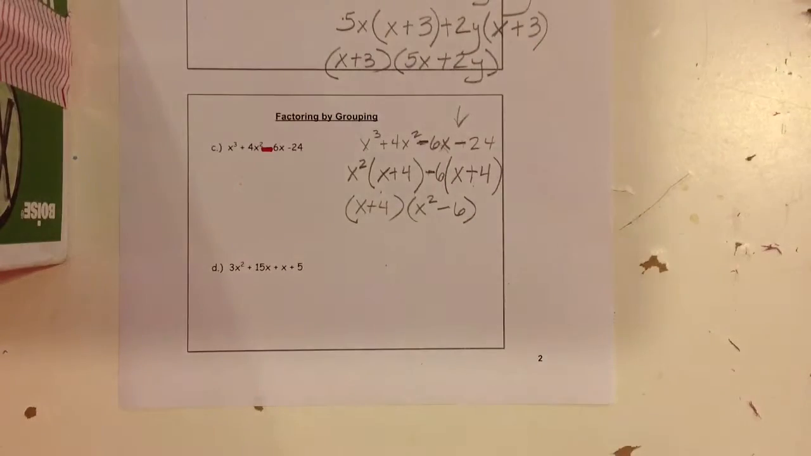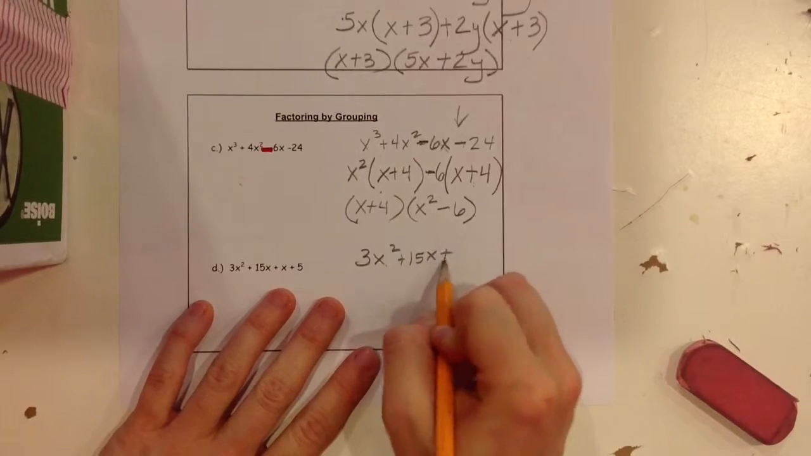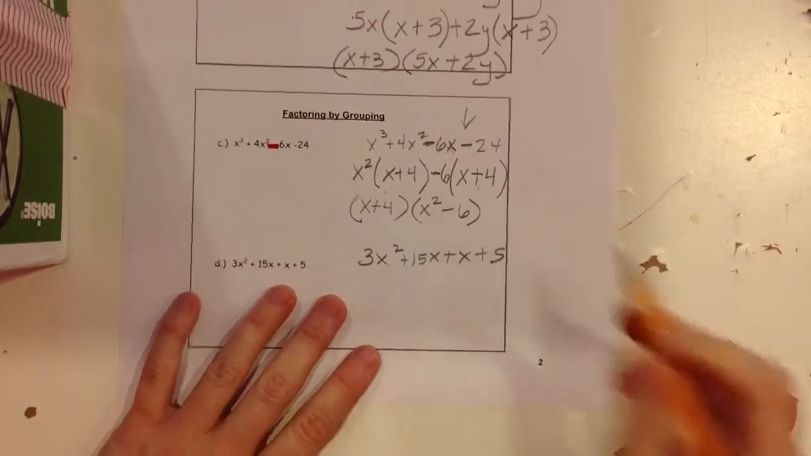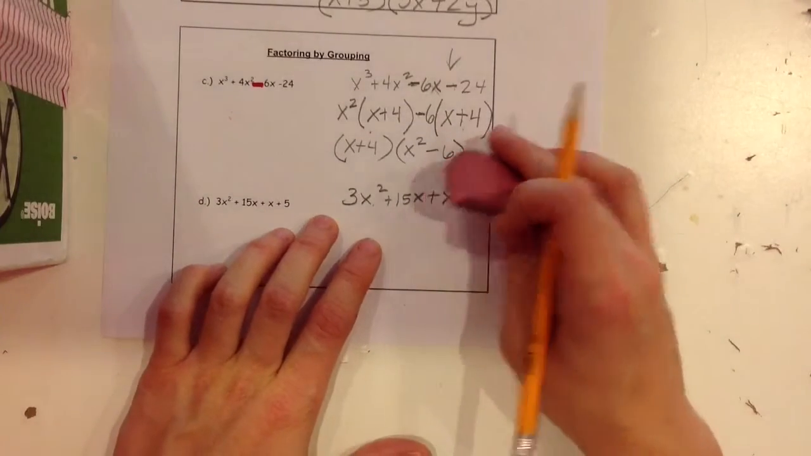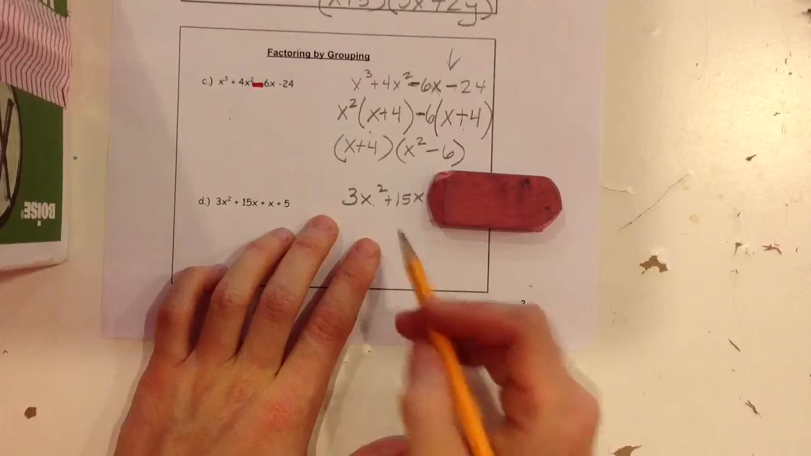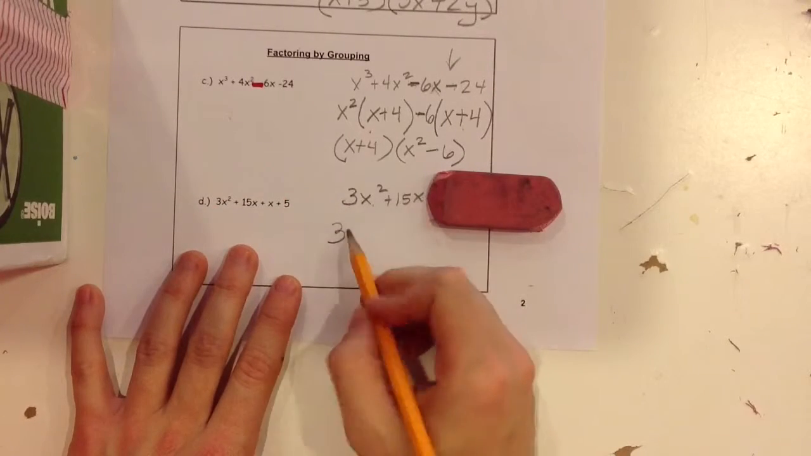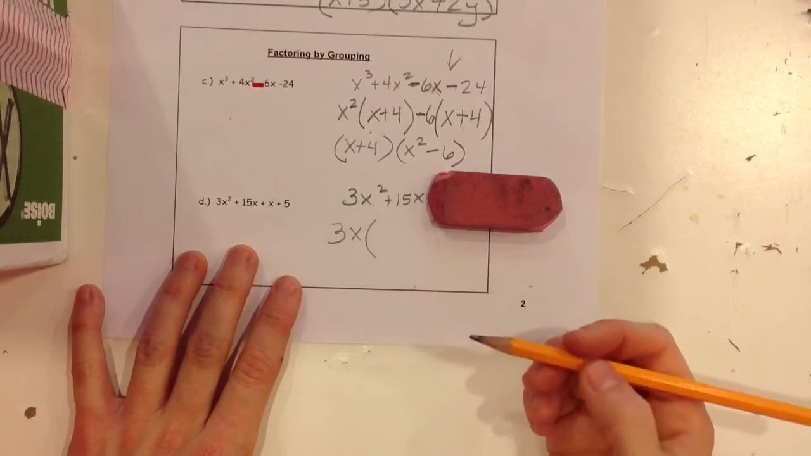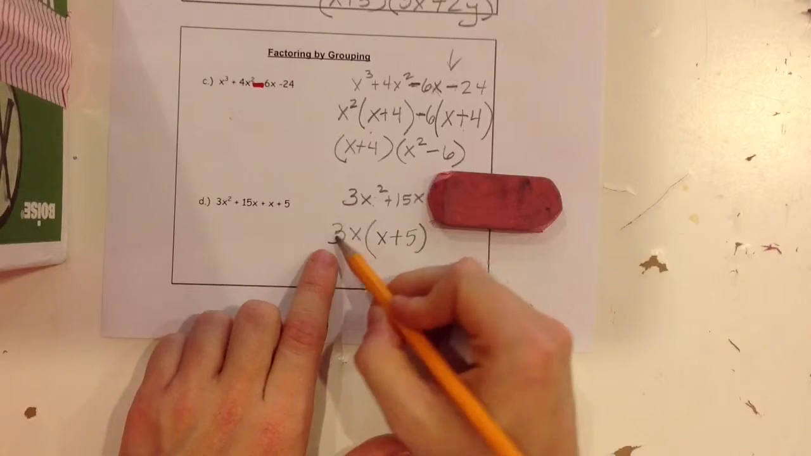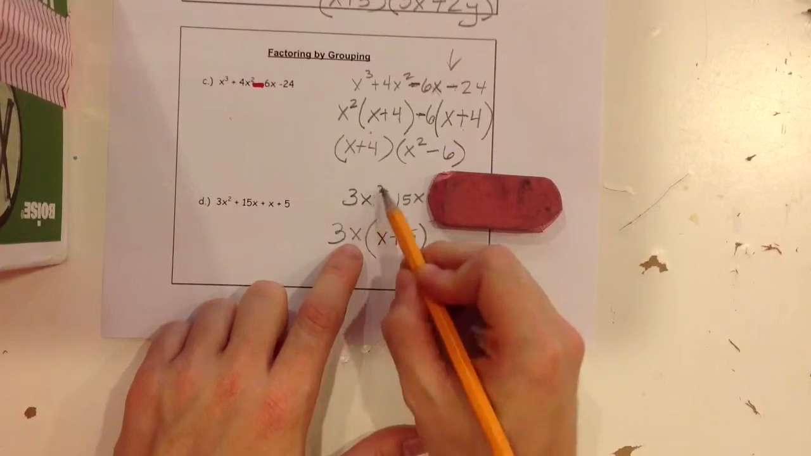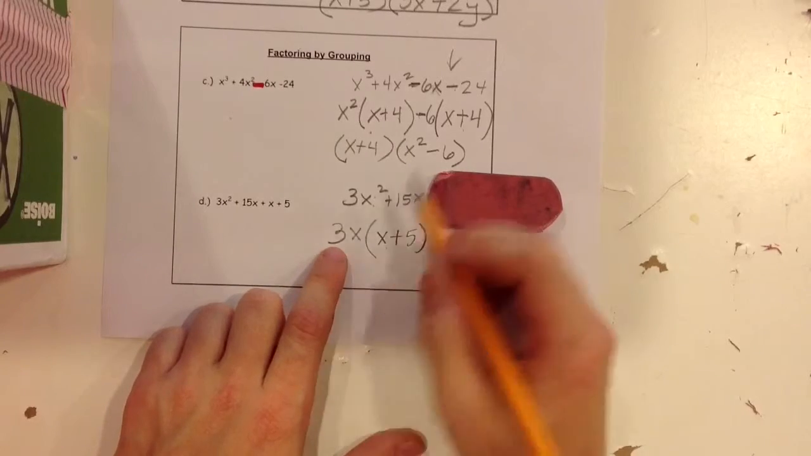Now we have one more to do. I have 3x squared plus 15x plus x plus 5. And so my GCF of my first two terms, I have 3x squared plus 15x. The GCF of the numbers is 3. The GCF of the variables is x. When I factor that out, I'm left with x plus 5. 3 will go into 3 and cancel out. If I take 1x from x squared, I'm left with 1 x. 3 will go into 15 5 times, and the x's cancel.